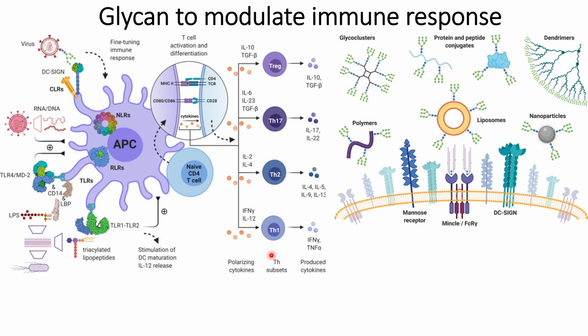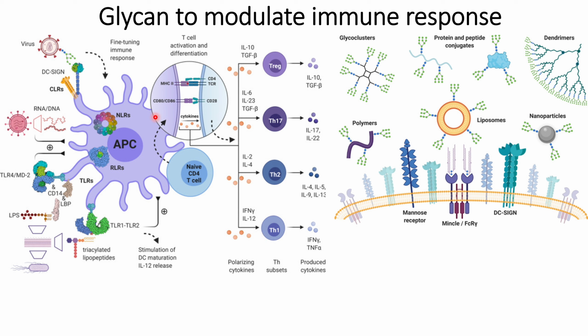These are the various ways by which T cells can be activated, such as the release of interleukin 10 and TGF beta cytokines. These regulatory T cells will get activated, and the other T cell functions are also shown here.